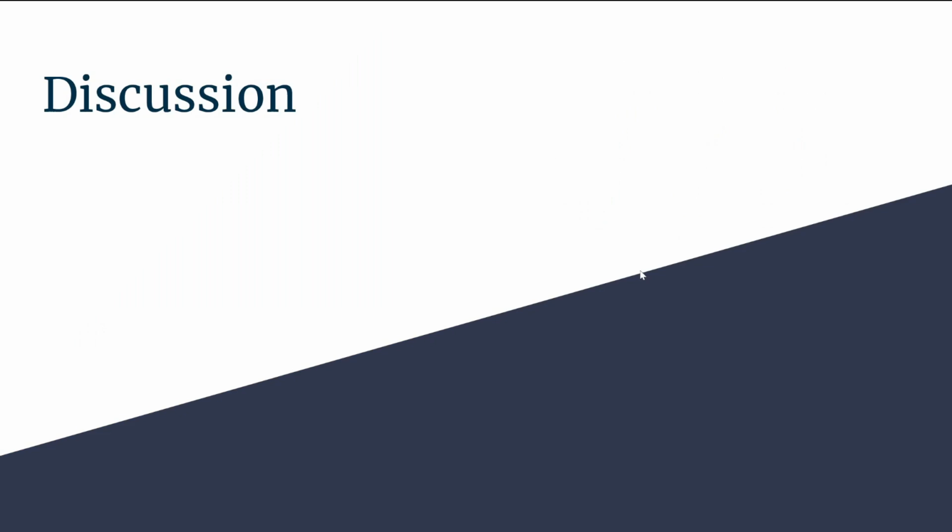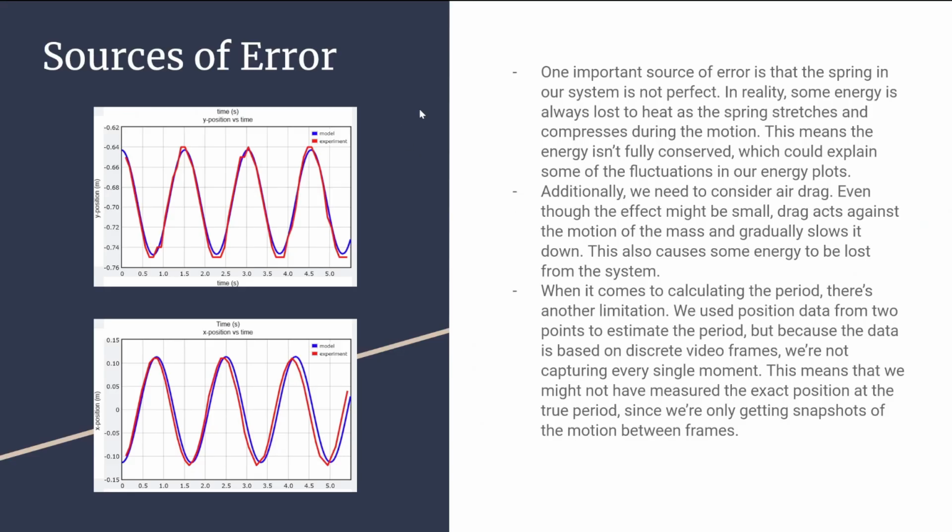And we can explain this by going into our discussion. One important source of error is that the spring in the system is not perfect. In reality, some energy is always lost due to heat as the spring stretches and compresses during motion. This means that energy isn't fully conserved, which would explain some of the fluctuations in our energy plots. Additionally, we need to consider air drag. Even though the effect might be small, drag acts against the motion of the mass and gradually slows it down. This also causes some energy to be lost from the system.